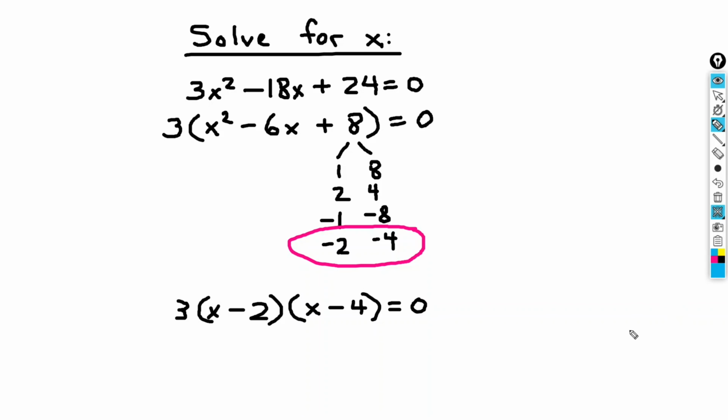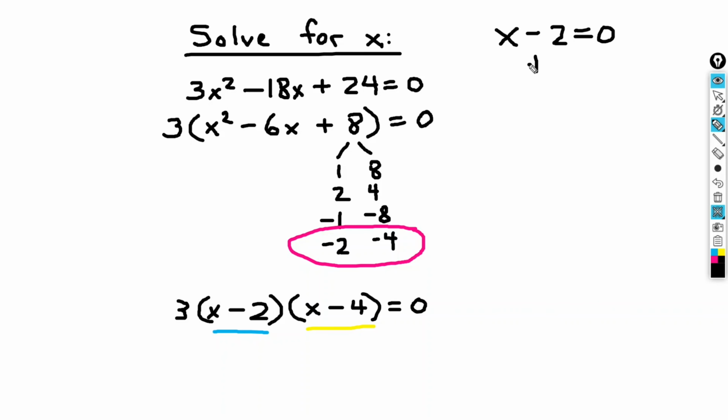Now, if I look at this and I'm thinking about the zero product property, I can't set 3 equal to 0. That makes no sense. But if x minus 2 equals 0, 3 times 0 times whatever x minus 4 equals will be 0. Likewise, if x minus 4 equals 0, 3 times whatever x minus 2 is times 0 will also equal 0. So long story short, I'm going to set x minus 2 equal to 0.